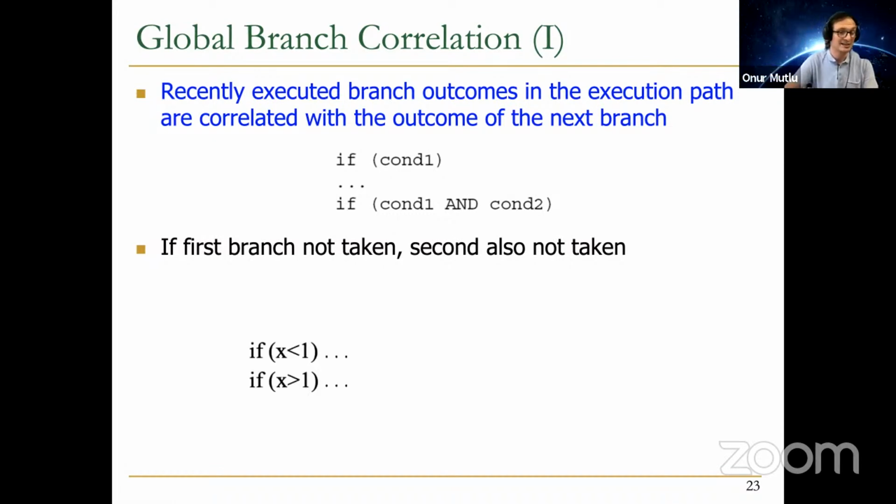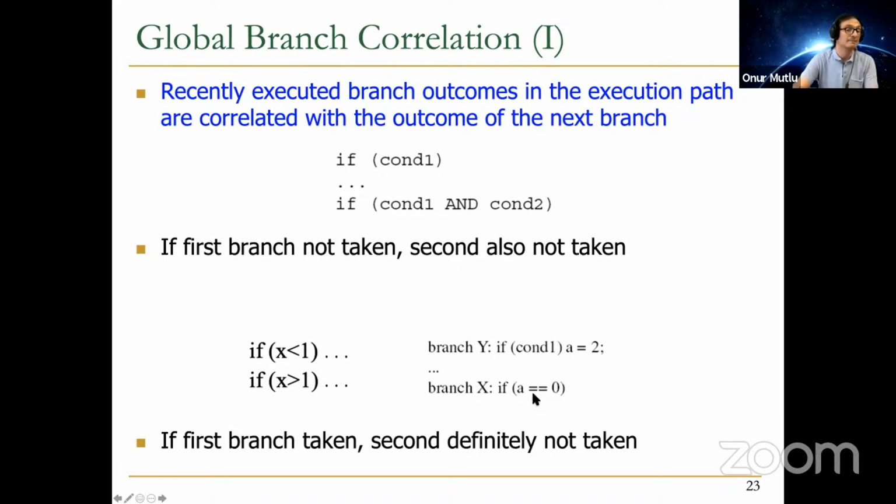Let's take a look at another example. Now, maybe you have done something like this. If x is less than 1, you do something. If x is greater than 1, you do something. If the first one is taken, meaning if x is less than 1, then you know that the second one is definitely not taken, right? That's true for this more sophisticated example. If the first one is taken, you set a equal to 2. And the second one tests if a is equal to 0. So if the first one is taken, the second one is definitely not taken again, right? So clearly there's some correlation. If you know the outcome of the first branch, then you can predict with some confidence the outcome of the second. Not in all instances, but some instances you can definitely predict.